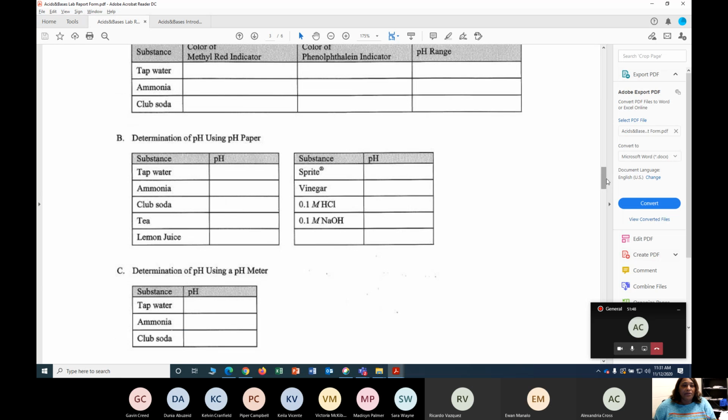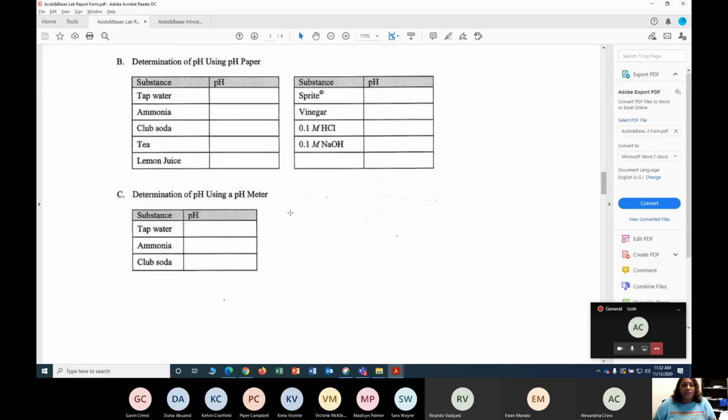Using pH paper, not only are we testing the tap water, ammonia, and club soda, but we're also going to test 6 other liquids: tea, lemon juice, Sprite, vinegar, 0.1 molarity HCl, and 0.1 molarity NaOH. So based on the color that the pH paper turns, determine the pH. And then finally, use the pictures to record the pH values that you see in the pictures for each of those 3 substances.